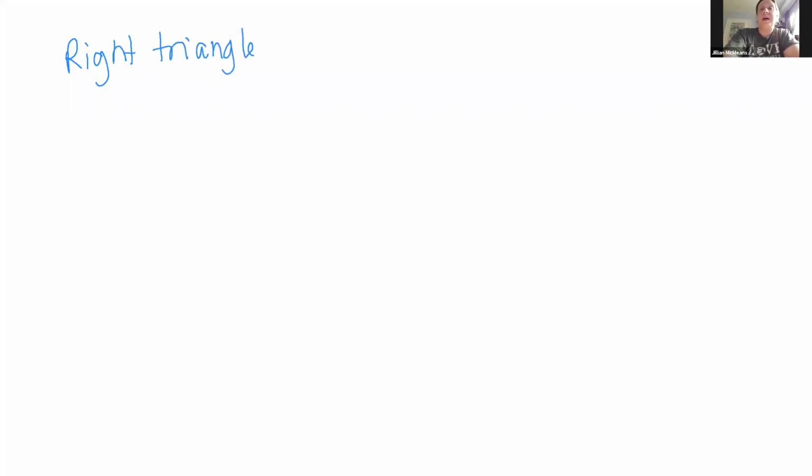Now, right triangles actually come up a bit more depending on the classes you take. They have some special features, but we're just going to talk basics. So a right triangle is going to have a right angle.